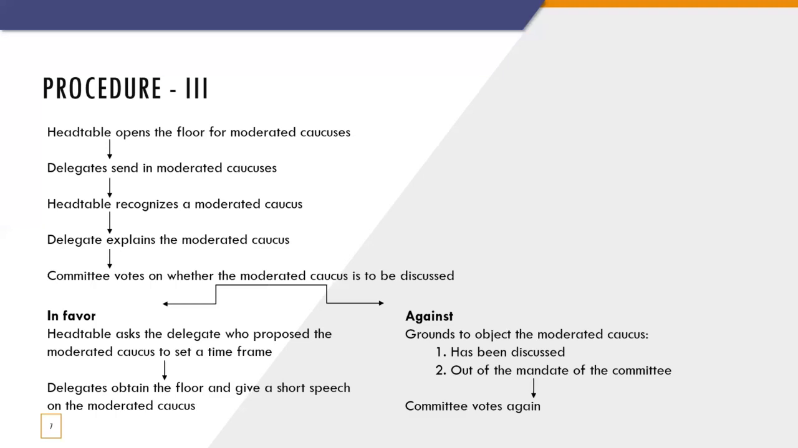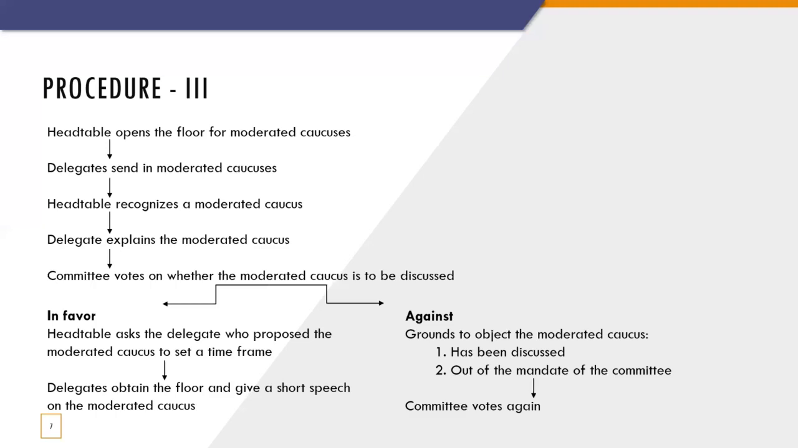So the procedure is that the head table will often open the floor. When the head table announces the floor is now open for moderate caucuses, that means you now have the opportunity, if it's online, to send in the chat and say that this is your moderate caucus, or if it's a physical conference, to write it on a chit and submit it to the head table. So say that the topic was the refugee crisis and your moderate caucus was on maybe unemployment of refugees or hate crimes against refugees. Once you write your moderate caucus, you submit it to the chair.